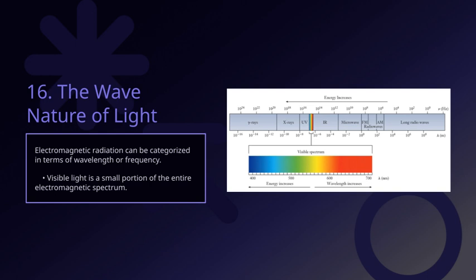Now, when we talk about the wave nature of light, we're delving into how light behaves like a wave, which is key to understanding many phenomena, from diffraction to interference. Recognizing that light has wave properties connects directly to our broader theme of understanding how light interacts with matter and the universe. So, in essence, the wave nature of light is fundamental to grasping its behavior across the spectrum.